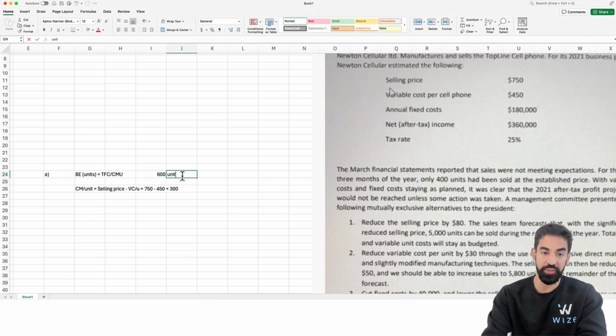Okay, so that's in units. That's how much they have to sell. Or I can just put it actually on the side here. I'm going to do 180,000 divided by 300.